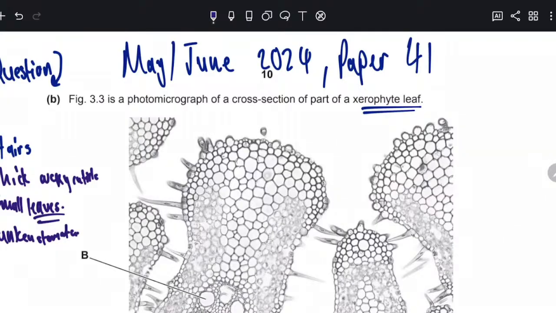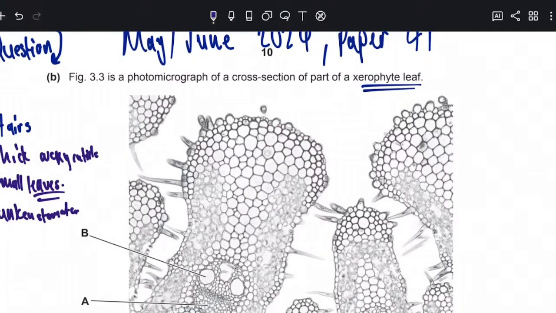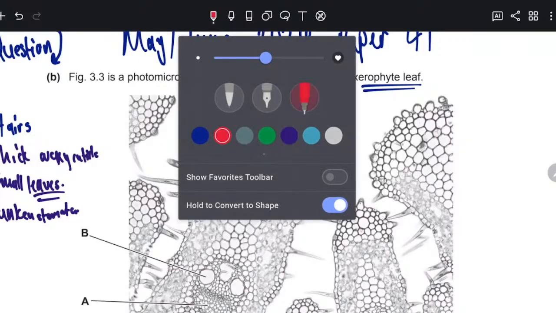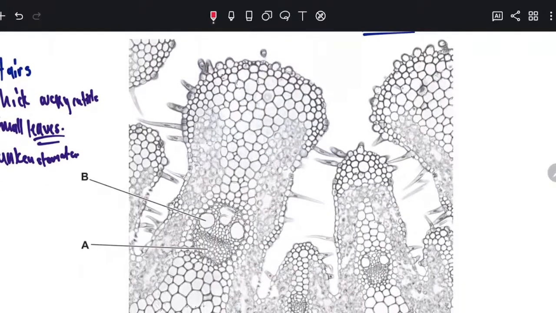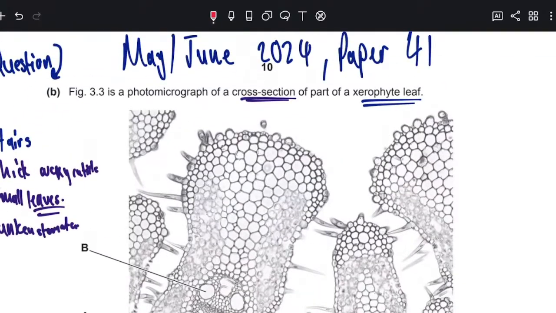No, because the cross section is to do with the leaf. Yes, yes, yes. If it was a hydrophyte, we'll talk about airspaces. Make sure, don't forget the airspaces.